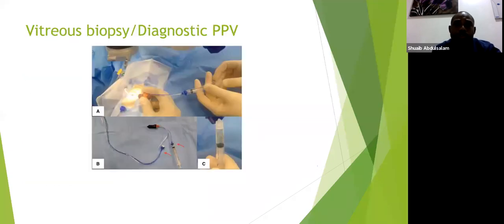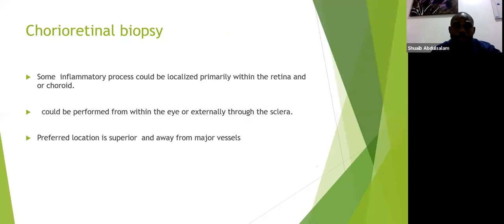So this is just a slide showing how the vitreous biopsy or diagnostic PPV is done. A, you can see the syringe attached to the vitreous cutter. B, you can see the arrow showing the attachment. Then C is the sample that was obtained from the process.